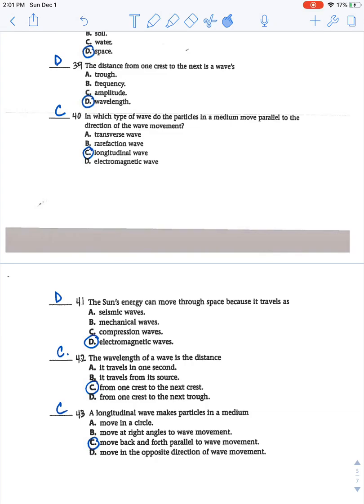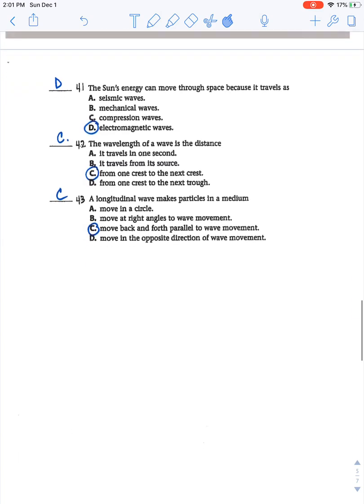42. The wavelength of a wave is the distance from one crest to the next crest, or you could say one trough to the next trough. 43. A longitudinal wave makes particles in a medium C move back and forth parallel to the wave movement.